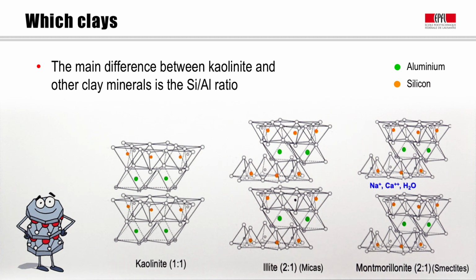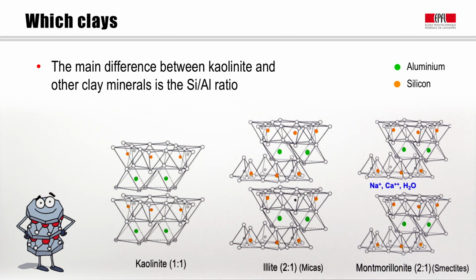Here we see the crystal structure of the main clay types. And you don't need to worry too much about the detail, but the important aspect to see in these clays is they're made of layers. And within these layers, we have aluminium surrounded by oxygen and silicon surrounded by oxygen.